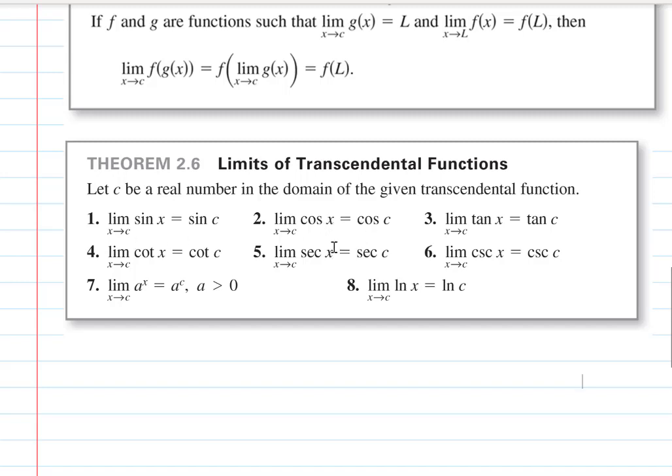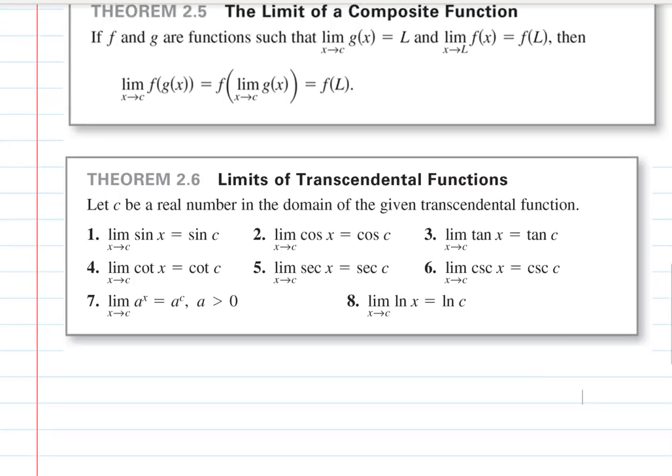Then tangent, all the other four have asymptotes, but of course we don't have anything going on at those asymptotes because they're not part of the domain. But everywhere else, assuming this c is in the domain of the given transcendental function, then we can just use direct substitution and get that limit. Same thing happens with exponential and logarithmic functions. As long as that c is in their domain, we're going to be able to substitute directly and find that limit.